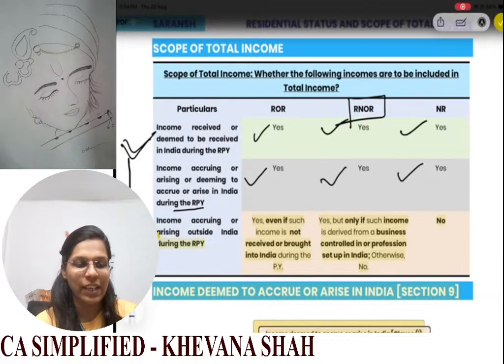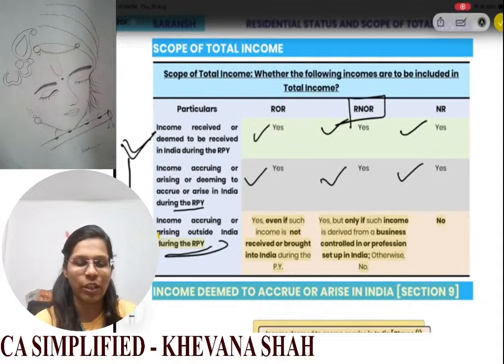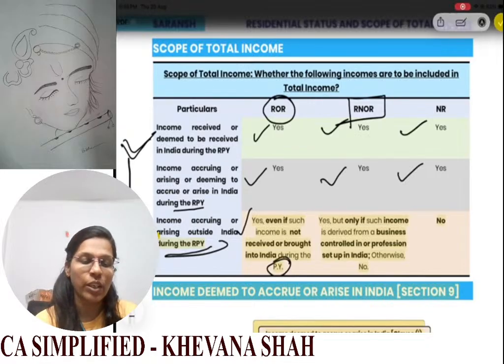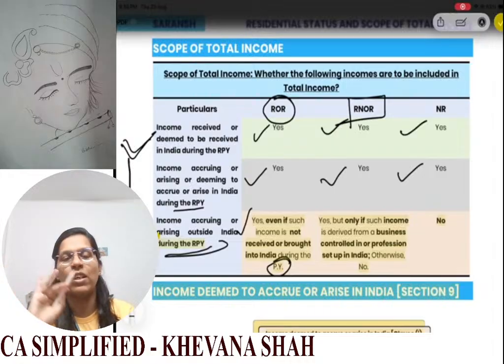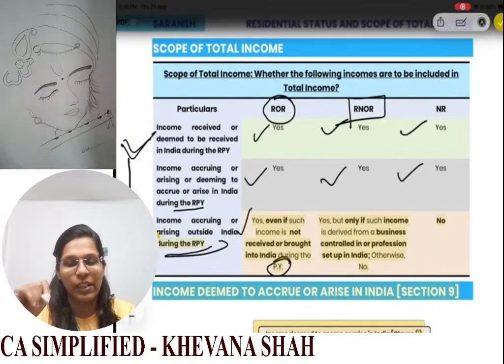And the last one, we have income accruing or arising outside India. So, in case the income is accruing outside of India, then only in case of ROR that income will be included, even if such income is not received or brought into India during the previous year. So even if the income stays in foreign only, in that case also, if the assessee is a resident but ordinary resident, then that income will also be included in the total income.